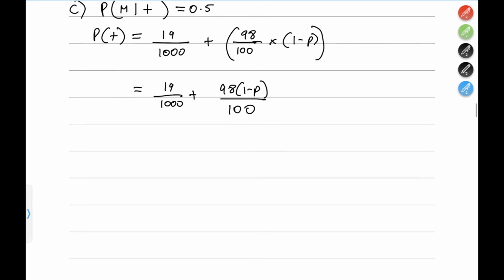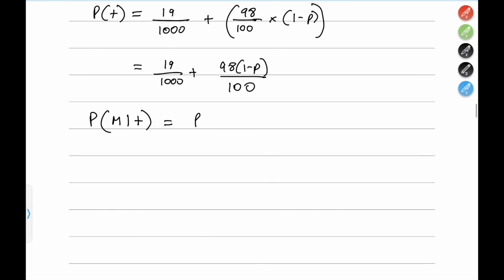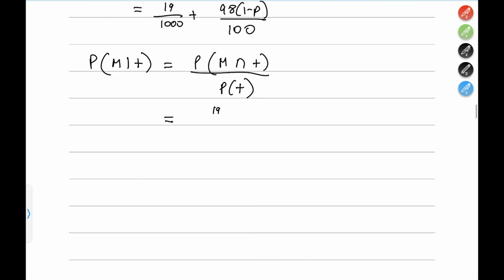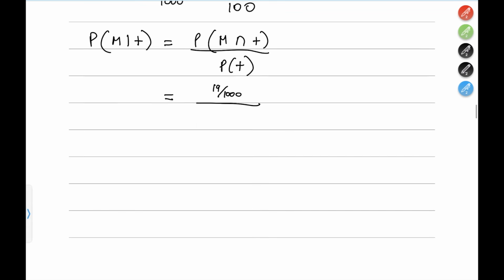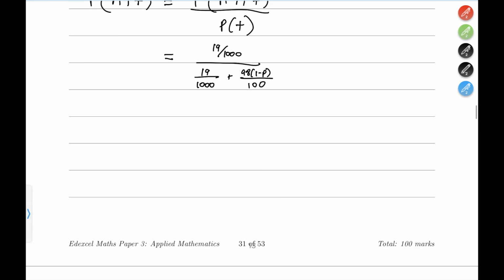So we can now write the exact same equation as we had before. The probability that you have the mutation given that you've tested positive is equal to the probability of the intersection over the probability of being positive. Well, what was the intersection between the two? That was 19 over 1,000. And now we have the new probability, which is 19 over 1,000 plus 98 times (1 minus P) over 100. Okay, and now we can set this equal to a half: 19 over 1,000, over 19 over 1,000 plus 98 times (1 minus P) over 100, is equal to a half.